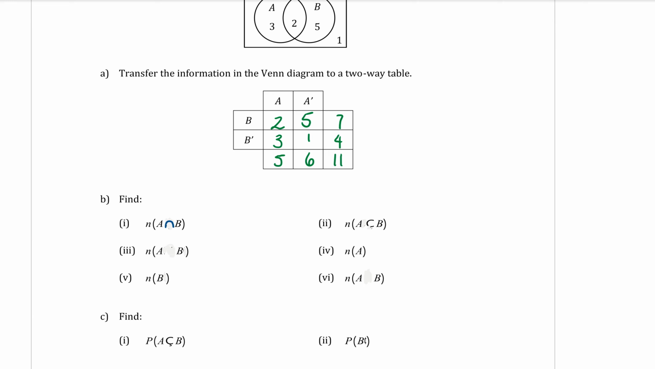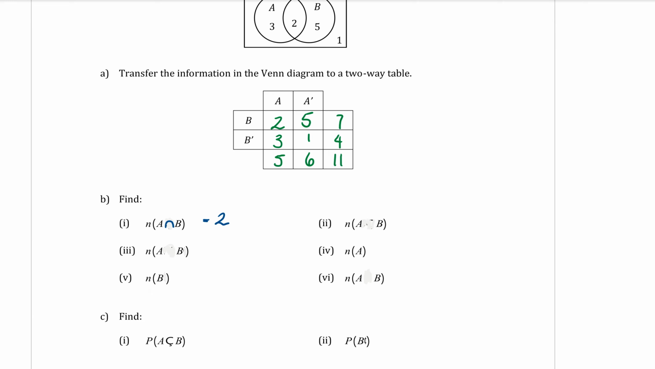So A and B means the overlapping section, it's 2, right? So it equals 2. The "and" means the overlapping. And then yes, the 3 bits together. Okay, the next one.